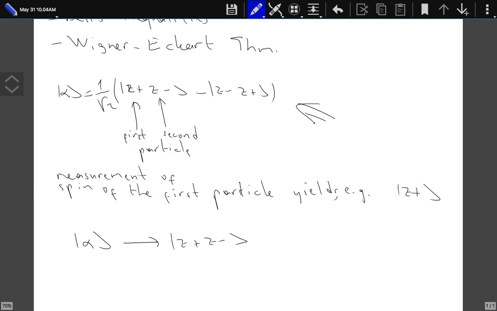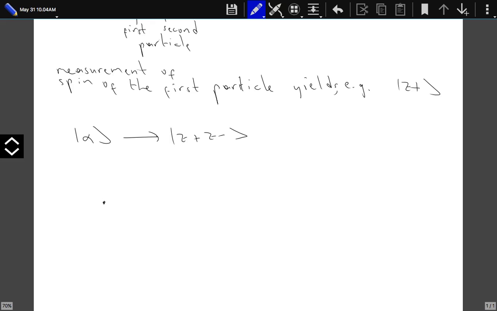Now, the second weirdness is that since we have these two particles, they can be anywhere. We didn't say anything about their position. For example, one can be here, right at that point on the screen. And the other one can be, let's say, in a different galaxy, let's say 5 light years away. This is particle 1, this is particle 2.